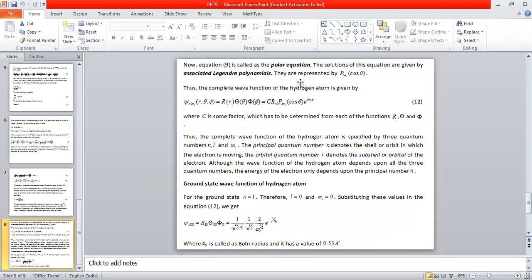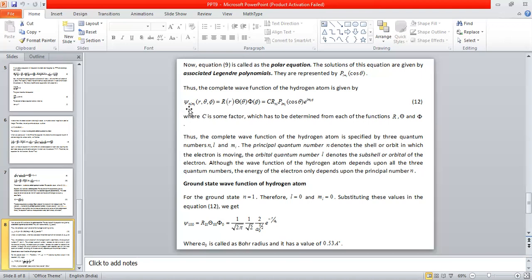The solutions of the polar equation are the associated Legendre polynomials, given by P, L, M, L of cos theta. Legendre polynomials are functions not of theta, but of cos theta. They are decided by two quantum numbers, L and M. L is the orbital quantum number and ML is the magnetic orbital quantum number. So the complete wave function of the hydrogen atom is given by psi, a function of N, L, M, L.